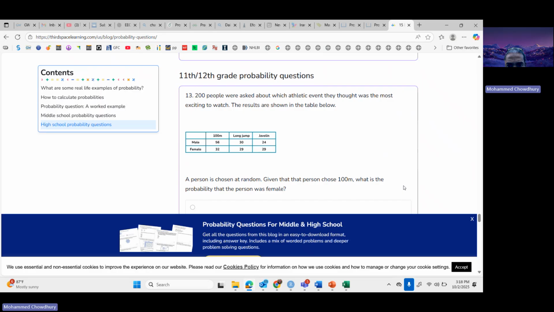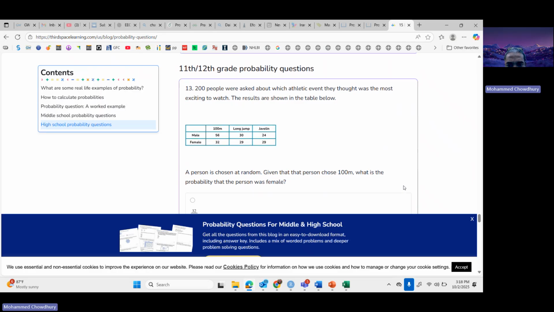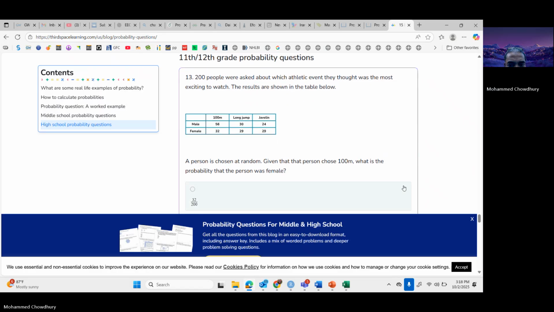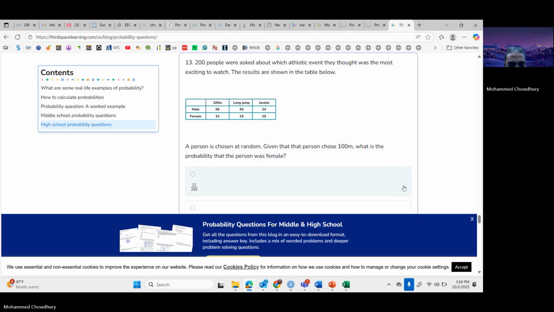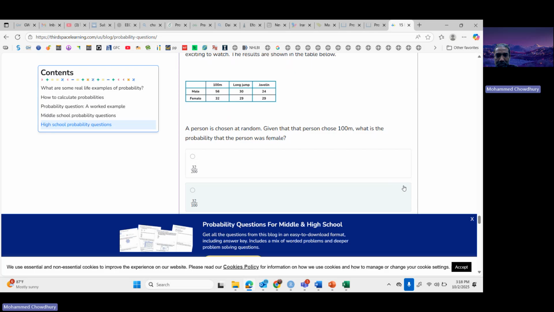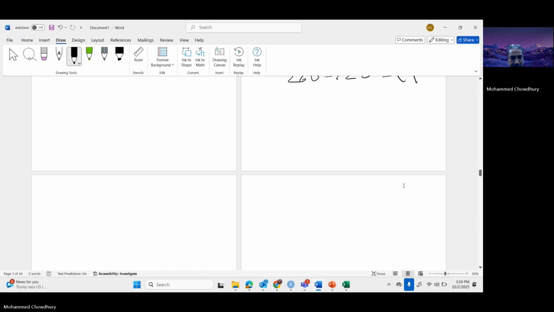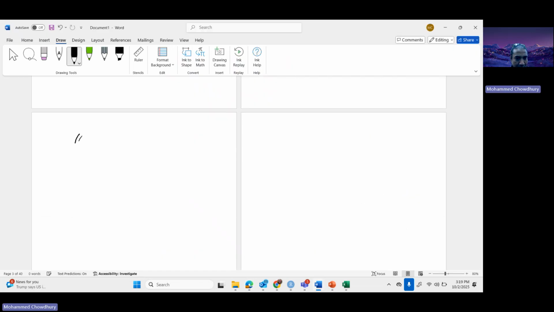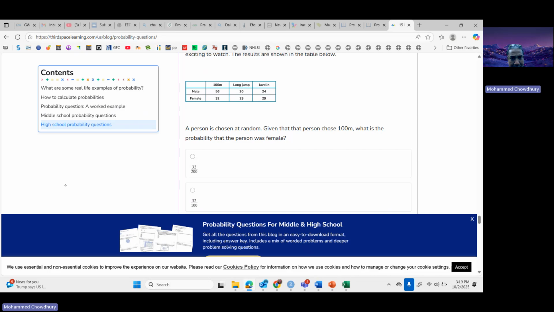200 people are asked which athletics event they thought was the most exciting to watch. The results are shown in the table below. So it is a contingency table problem, right? So let me finish these things. 100-meter, long jump and javelin. And then male, female.